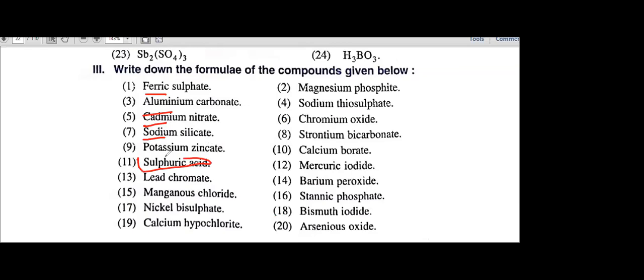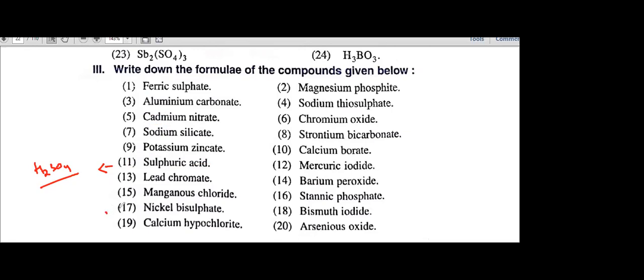Here's sulfuric acid. Now this is a formula. This is a common name, right? So you have to remember the formula of this. Sulfuric acid, you cannot just write it. So you should have a doubt in question number 11. Sulfuric acid formula. You should remember it is H2SO4. Because when you talk about acid, it is something that we have to remember. This is H2SO4, sulfuric acid.